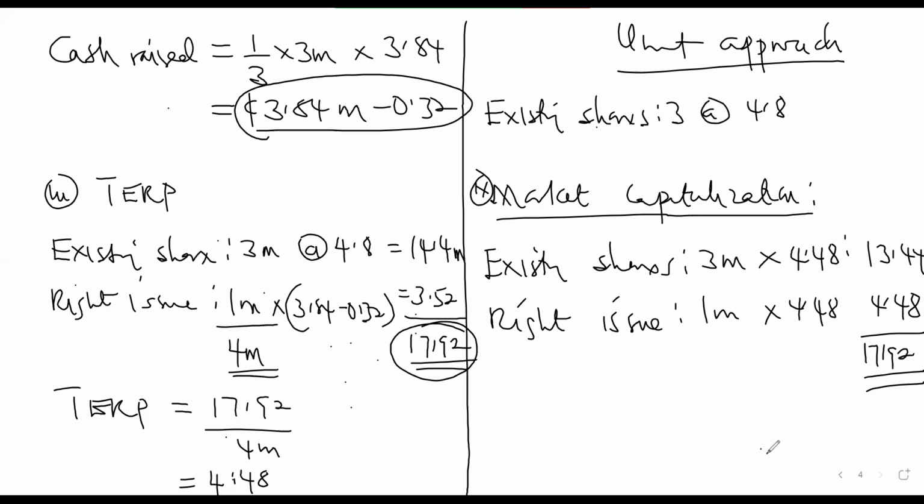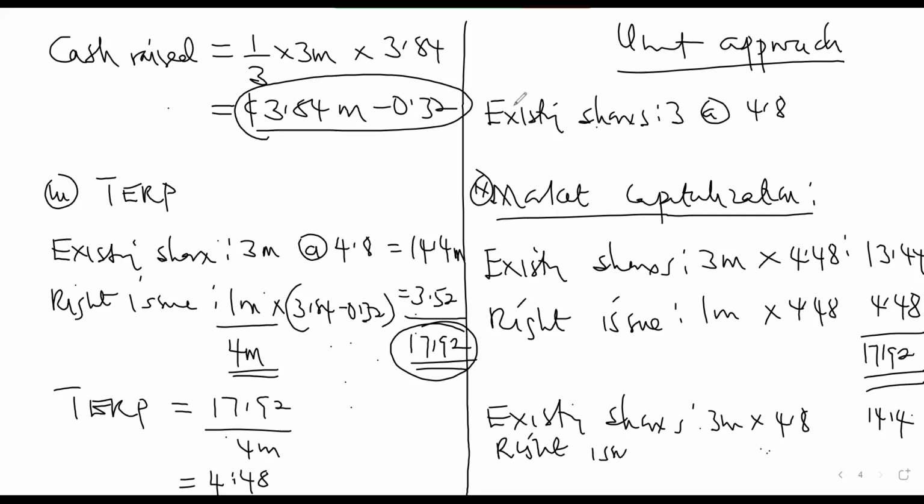The person will assume that our existing shares will still be the 3 million multiplied by the issue cost per share. So the person can say that 3 million will be 4.8, that will be 14.42.4. Then the person will say, okay, what is the amount that we are raising from the right issue?